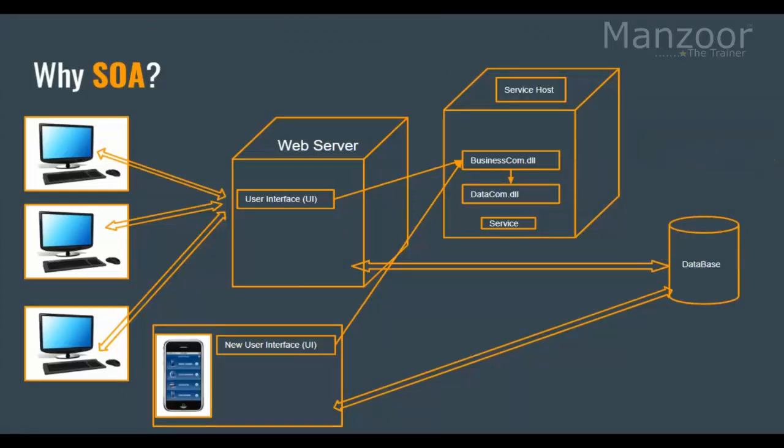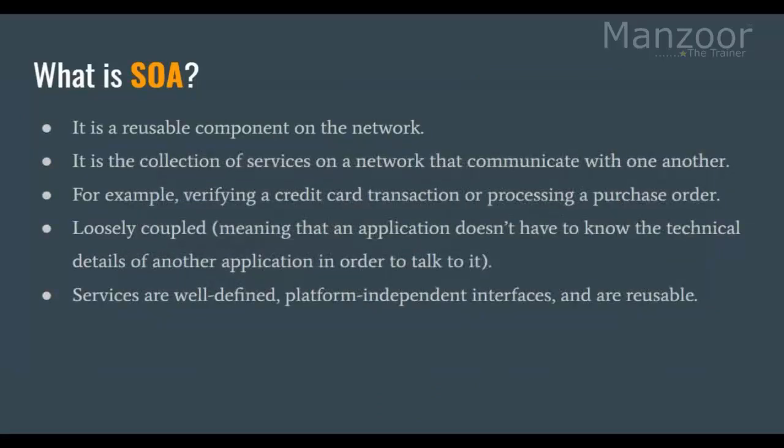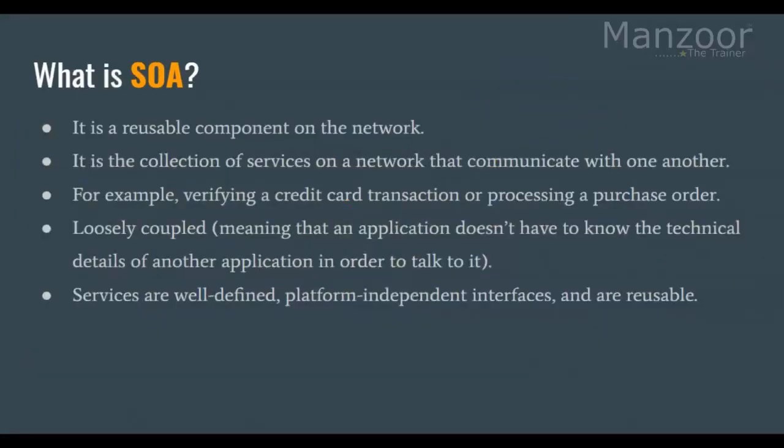Now we will go to our old slide. You should understand these points. So this is our service, right? This is our service. Now we are talking about this component. This is the service that we have created. We are not talking about UIs. We are talking about this service. So what is a service? It is a reusable component on the network. Is this point clear now? It is a collection of services on a network that communicate with one another.